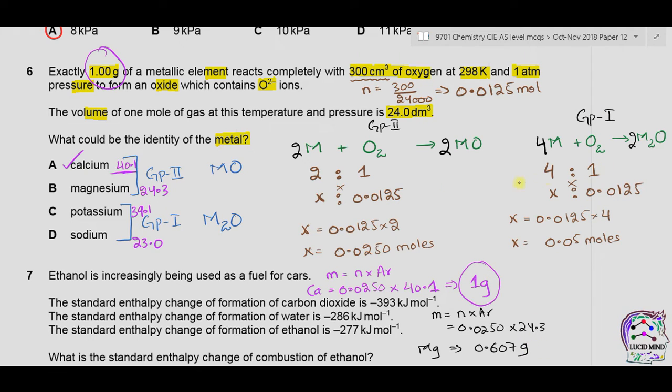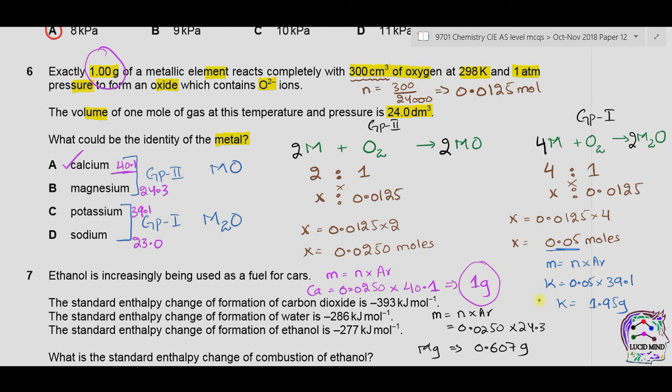Now for group 1 elements we have potassium and sodium. For potassium we can find the mass. Number of moles is 0.05. Atomic mass is 39.1. Now mass in grams comes to 1.95 grams. Again, this is not equal to 1, it is incorrect.